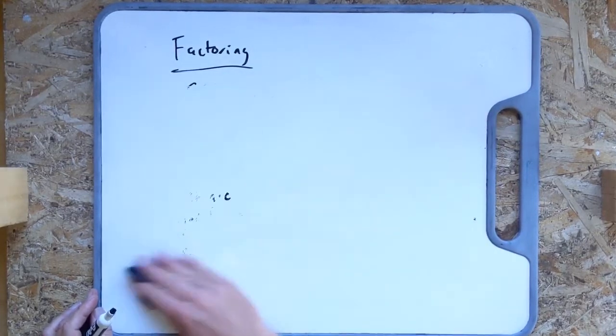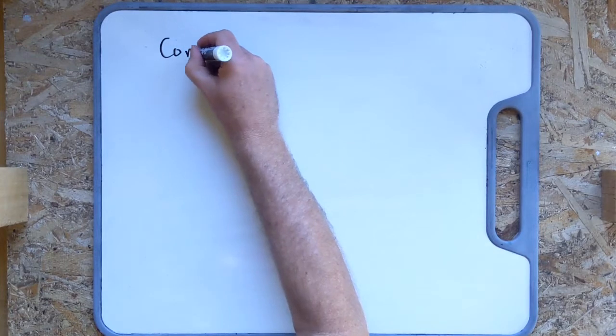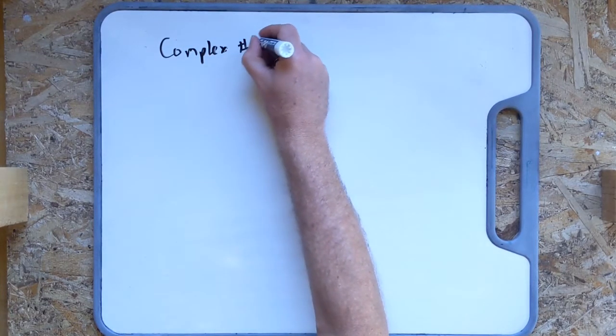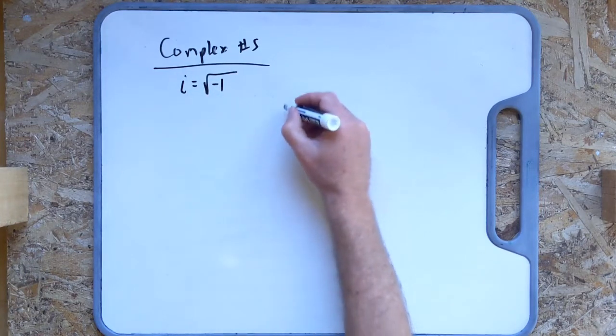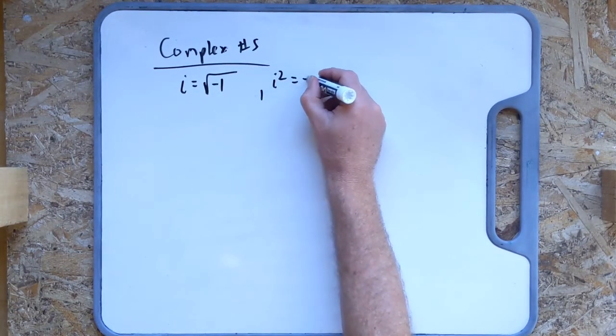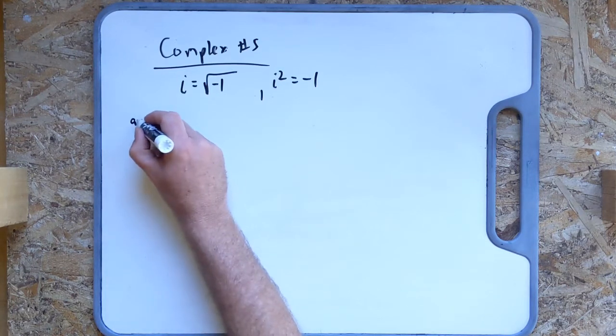Okay, next, complex numbers. First of all, a definition. i is the square root of negative 1, or another way of saying that is i squared is negative 1. And in the lesson I went through and showed you how to add, subtract, multiply, and divide. So I'll do the same thing here.